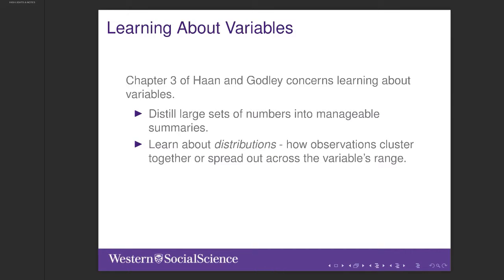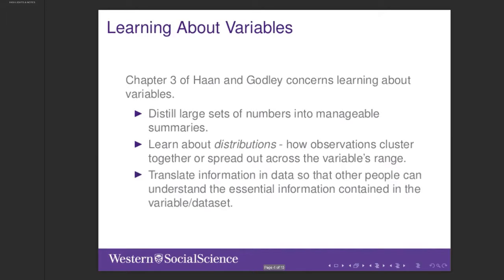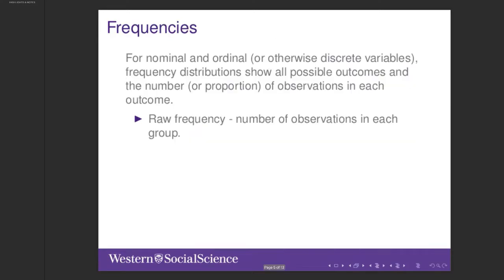This will tell us how observations cluster together, as well as which values in a particular variable are more common and which ones are less common across the whole sample. This also allows us to communicate essential information about our observations and variables to our audience. For nominal and ordinal data, those data we would call categorical or qualitative, frequency distributions can be very illuminating.